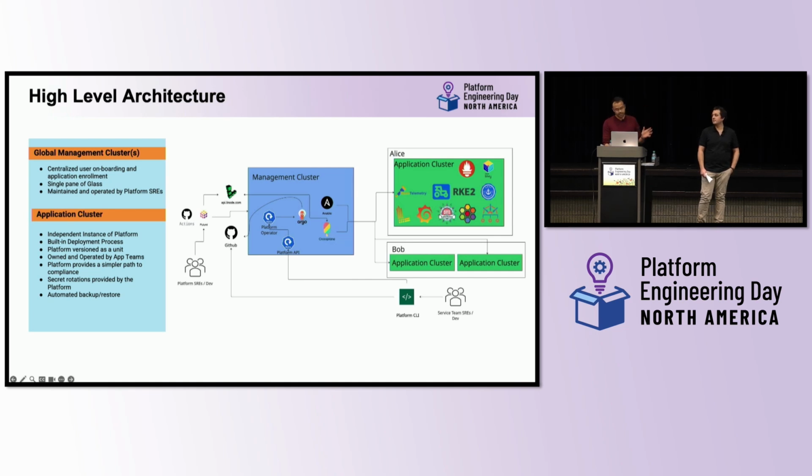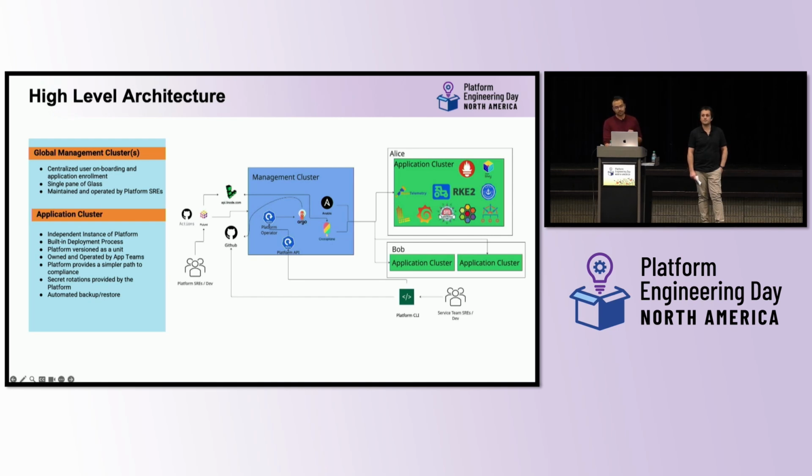Now, diving a little bit deeper into the application clusters, what are application clusters? Each user or a service gets their own cluster, basically. Application clusters are an instance of the platform. They are Kubernetes supercharged. We chose RKE2 as our Kubernetes distribution because it has an easy path towards compliance. It has built-in support for CIS profiles, it's easy to configure, it has hardened images, all of that good stuff.